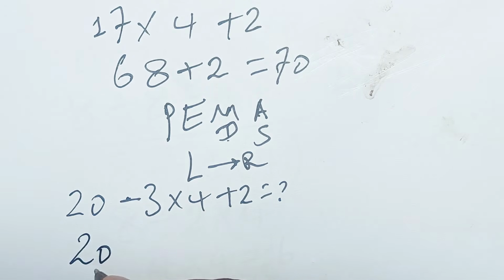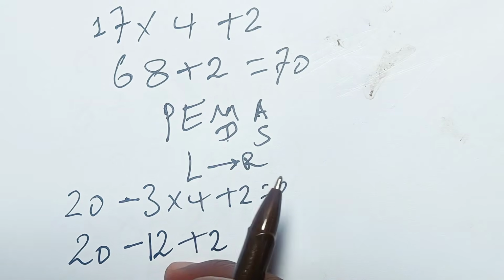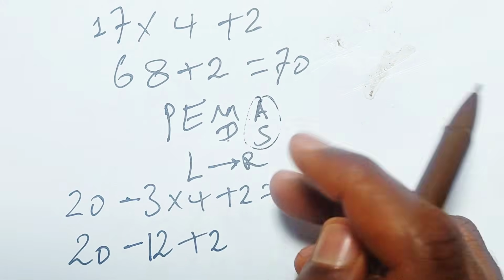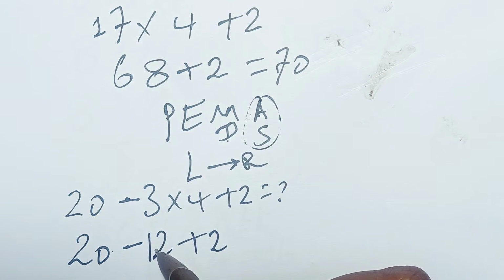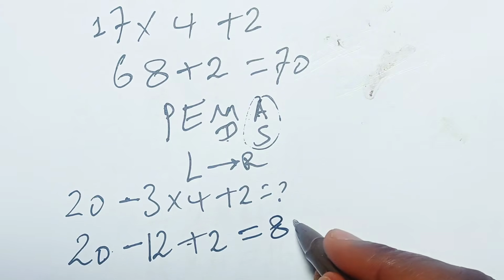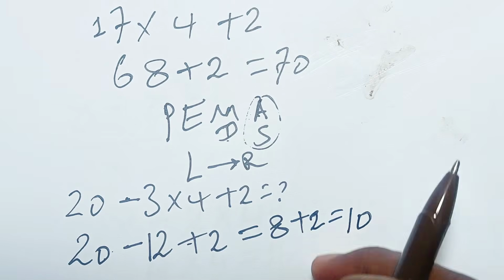So 20 minus 12 plus 2. Here we have subtraction and addition. We have to solve this expression from left to right, because addition and subtraction have the same priority. So 20 minus 12 is 8. Then 8 plus 2 is 10. So the correct answer is 10.